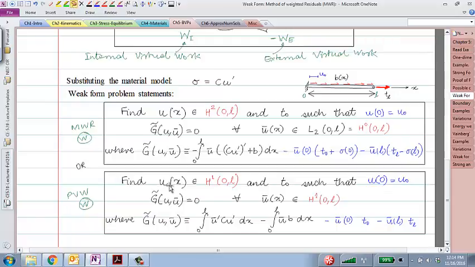So find this displacement function, find the reaction such that this is met, and that this new functional goes to 0 for all possible u bar. Now this u bar also has to be in H1. Can you tell me why? Why does U bar have to be in H1?